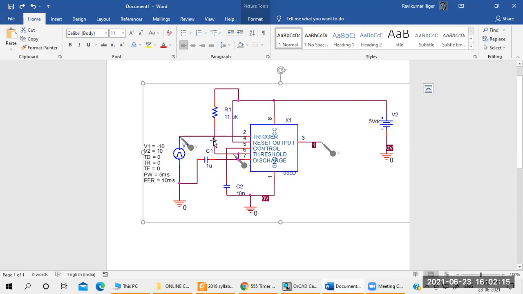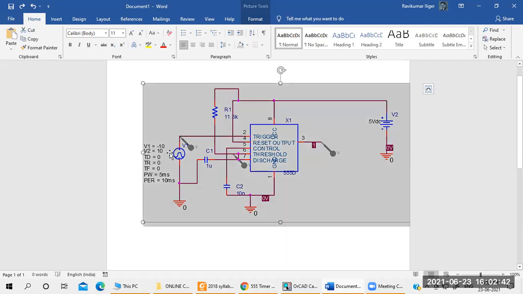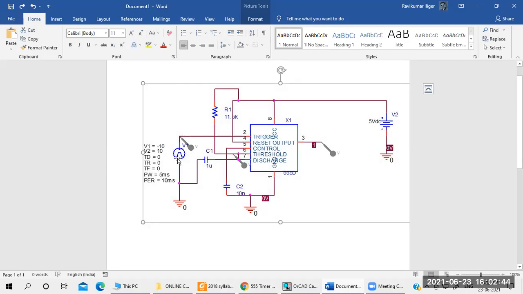Pin number 6 is connected to the R1 resistance, and C1 is connected to pin number 7. There we are going to apply the trigger pulse, that is for pin number 2. So here I have taken a V pulse. V1 is -10, V2 is +10, TD is 0, TR is 0, TF is 0, and pulse width is 5 milliseconds. PR is 10 milliseconds. I have to give the trigger pulse like this, -10 to +10. Understood? With a pulse width of 5 milliseconds.